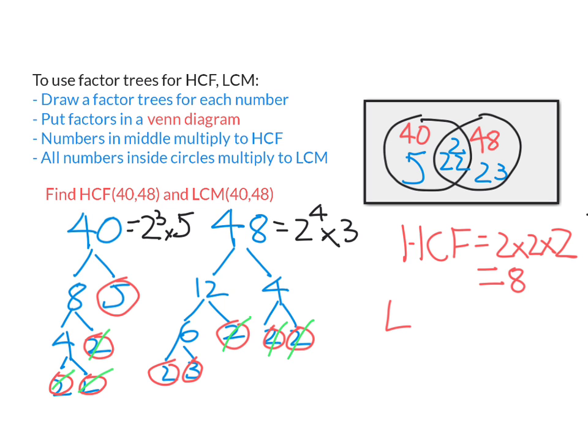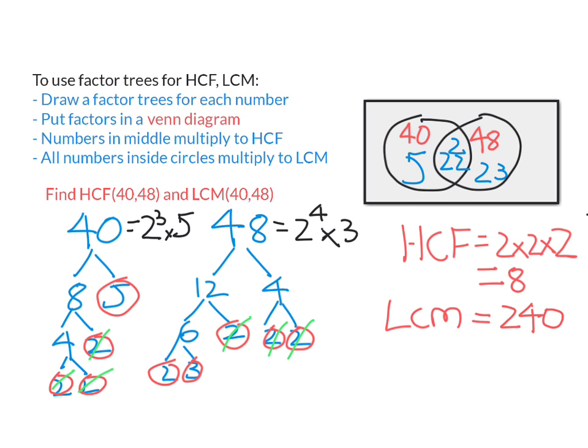So to find the lowest common multiple, we multiply all of the numbers together inside the circles. So we go 5 times 2 times 2 times 2 times 2 times 3. So we go 5 times 8, which is 40, times 2, which is 80, times 3, which is 240. So some people find it a bit difficult to use factor trees to find the lowest common multiple, but they think highest common factor is easy.